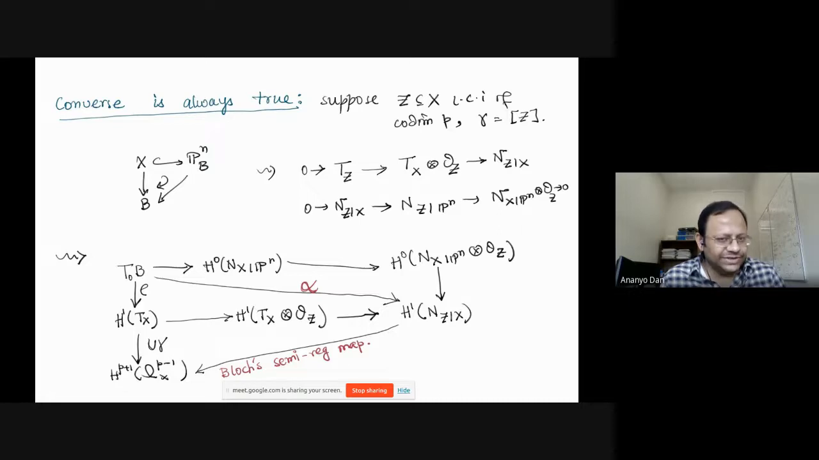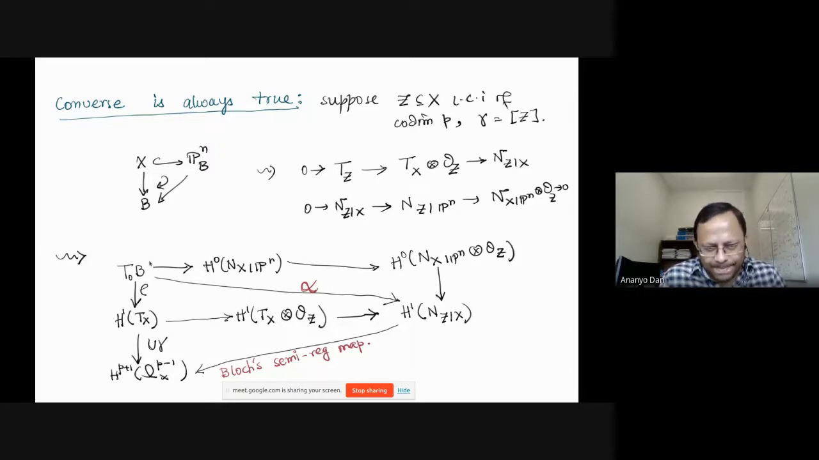The tangent space to a Hilbert scheme is exactly given by H0 of N_{X/Pn} in this setting, because you have X contained in Pn. So the tangent space to the Hilbert scheme is this. So this gives a map from the tangent space of B to the tangent space of the Hilbert scheme. And then there is a natural restriction map. Now you can use this short exact sequence that I showed here, and you look at the boundary map. There is a boundary map going from the H0 of this to the H1 of N_{Z/X}. Okay, so you have this map.